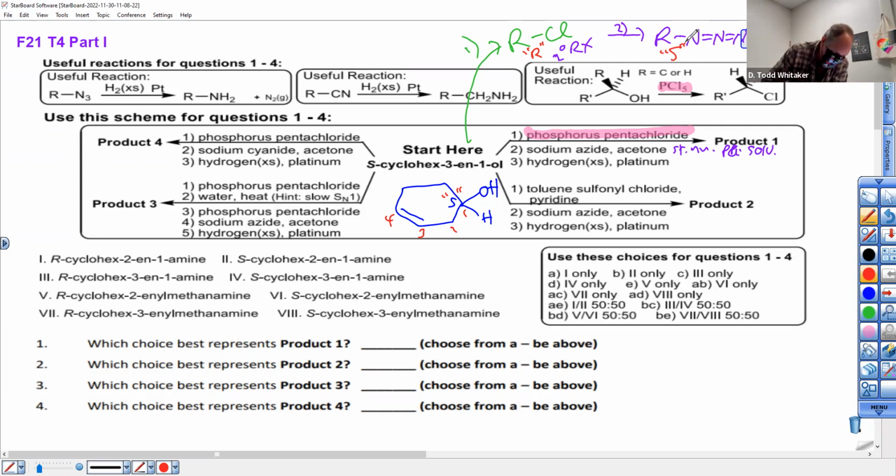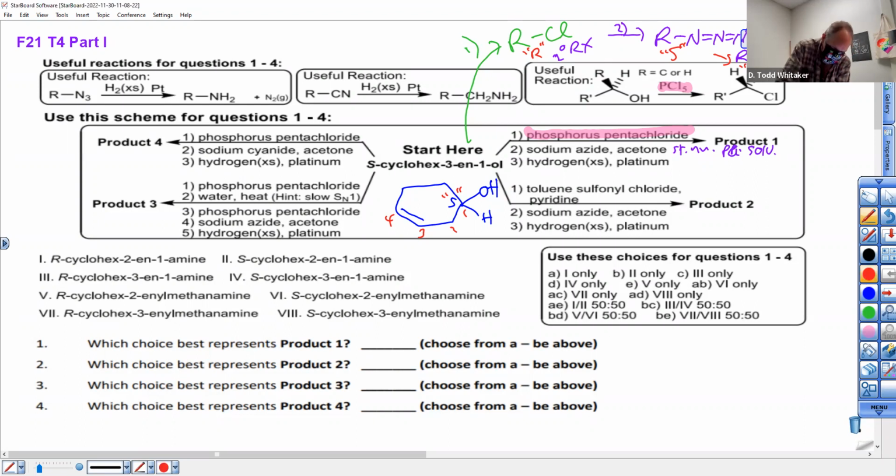Step 3. Hydrogen excess and platinum does what to the N3? You don't know this reaction. It's given. It's the first one. Step 3 becomes RNH2. There is no stereochemical information. You're going to have to assume that it stays the same. And that S will still be S.